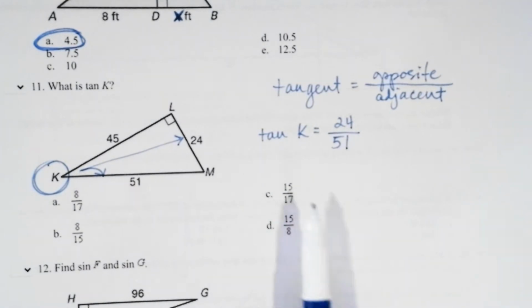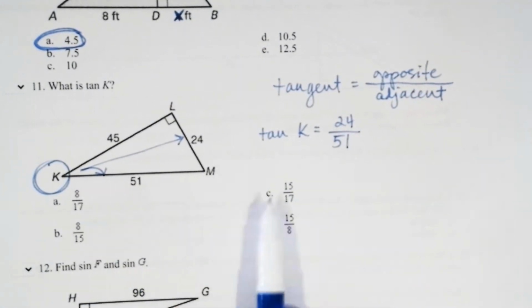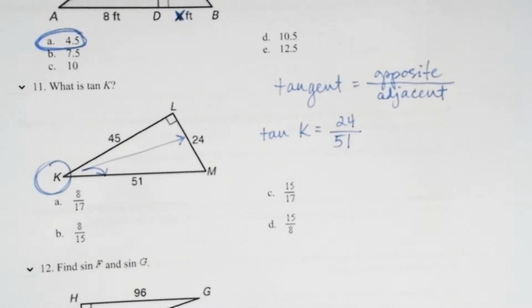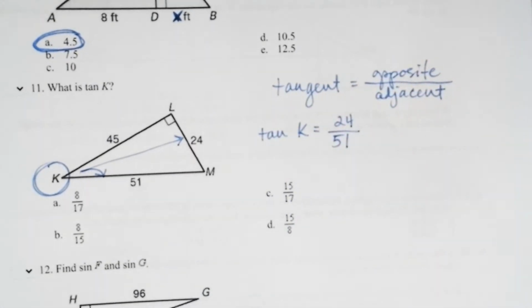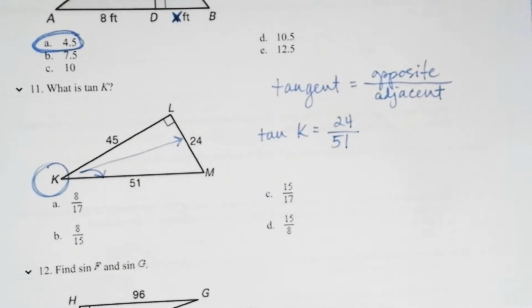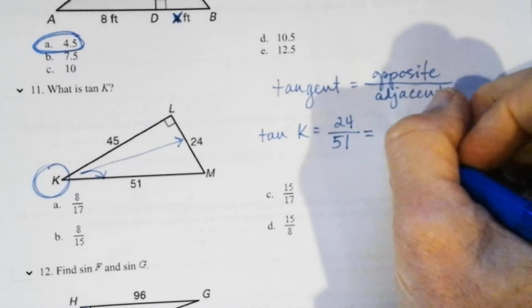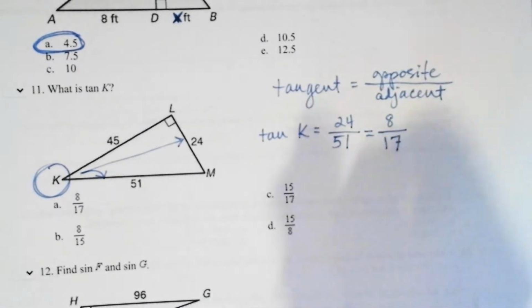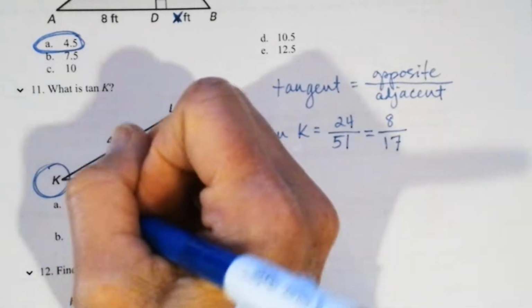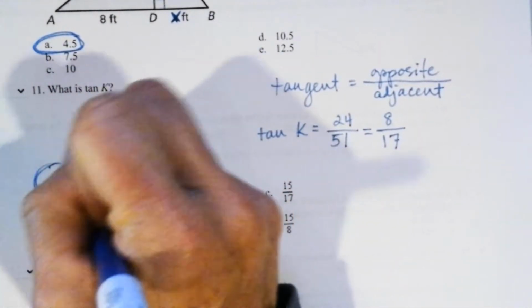And if I look here, I go, oh, you know what? I don't see my answer. Then I would notice, it has to be reduced. So if you put this in, you'll be wrong. But general rule is, if you can, you must. So if you can reduce, you must reduce. These are actually both divisible by 3. And so 8 over 17 is the answer I'm looking for.